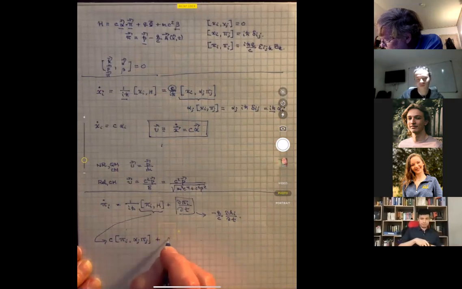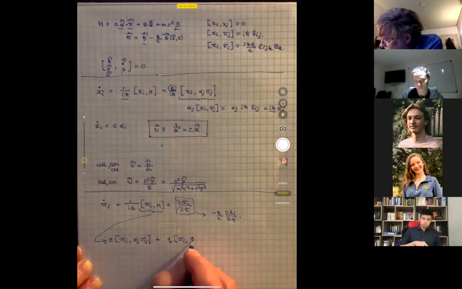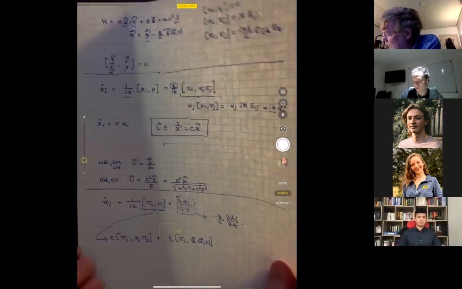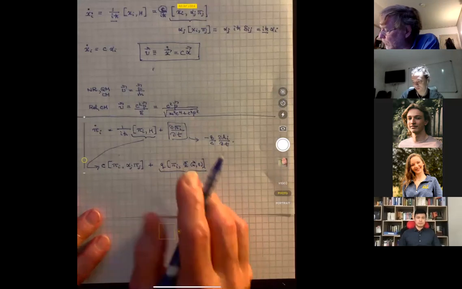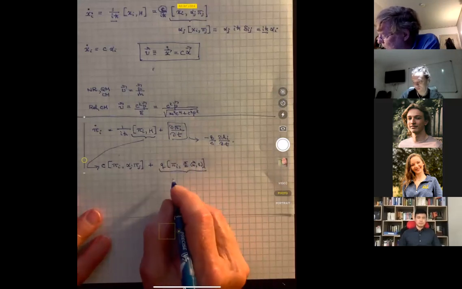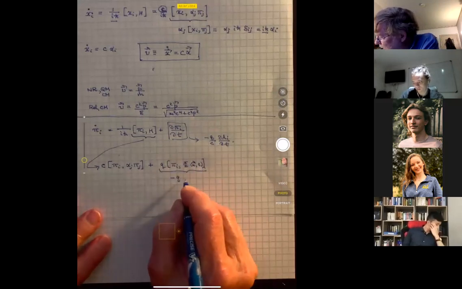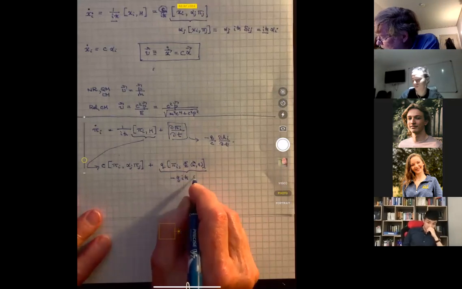And then there's another term where a factor of q comes out, and we've got pi i commutator with phi, which is a function of x and t. Now this second commutator is slightly easier. Using the commutation relations for pi and x, this turns into minus q times i h bar times the partial of phi with respect to x_i.